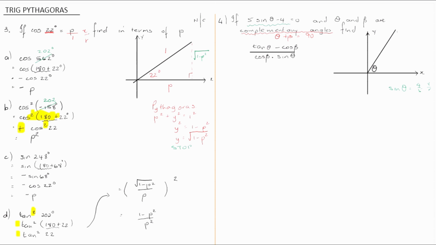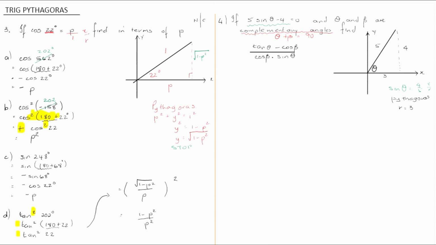I would close off my right-angled triangle, and sine is y on r, so it is 4 here, 5 there, and if we do Pythagoras, it's a 3, 4, 5 triangle. The r is 5, so 3 on the x-axis over there.